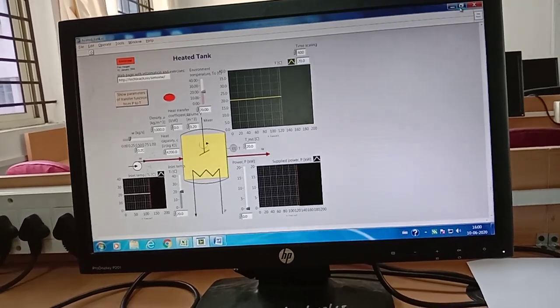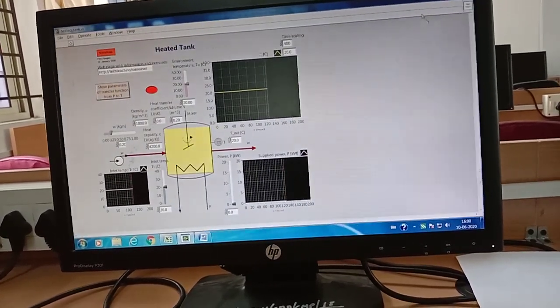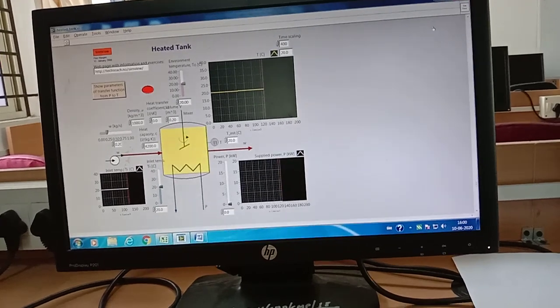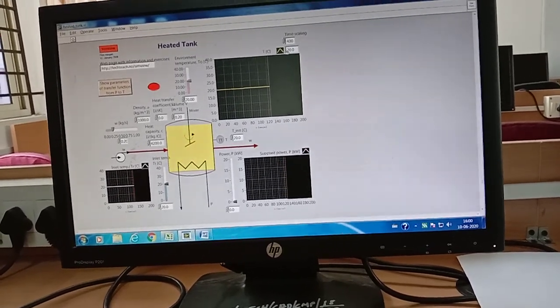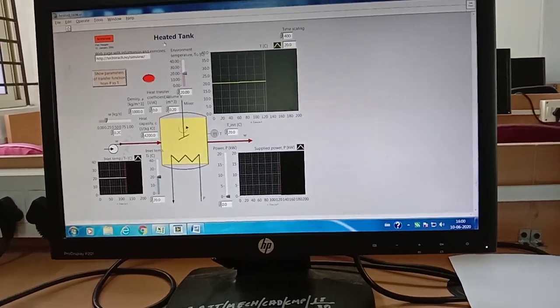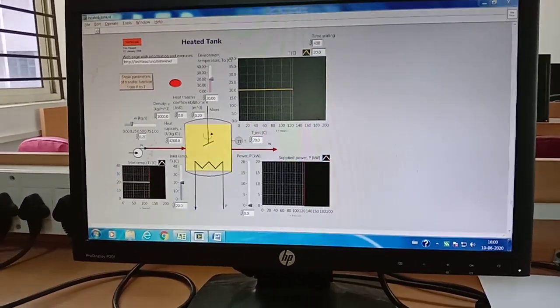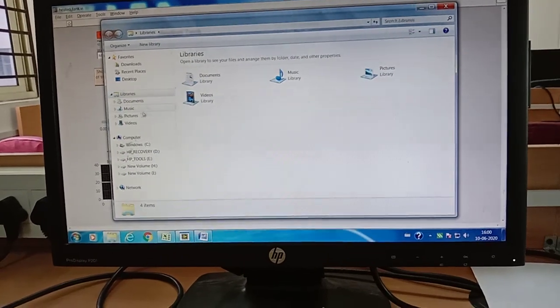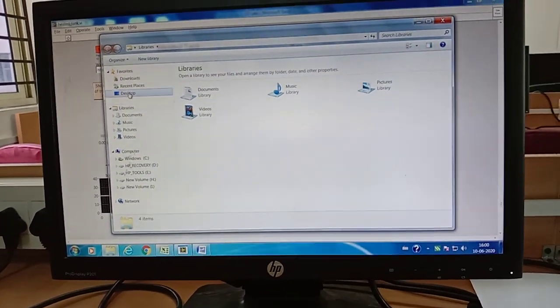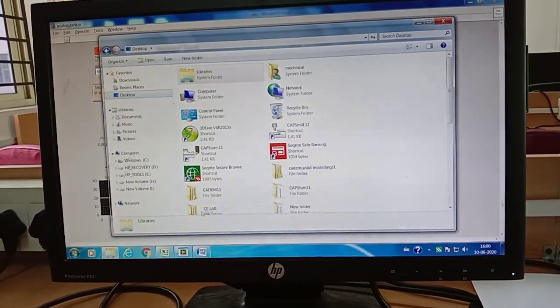Okay, so now we'll do an experiment in control engineering lab. Its title is no control heated tank.